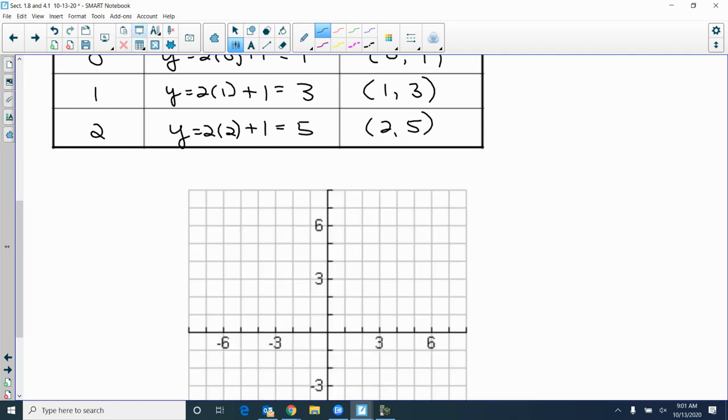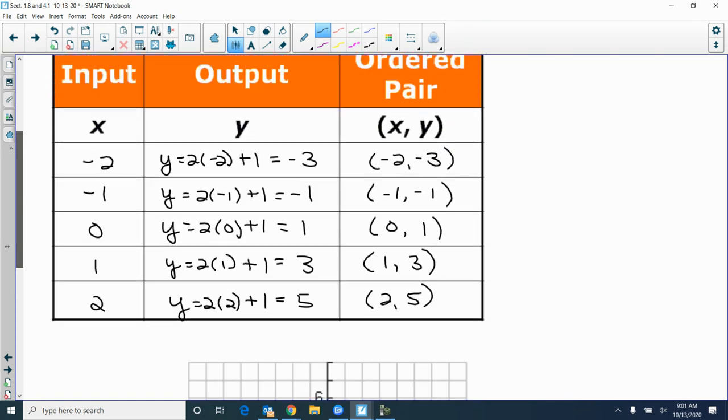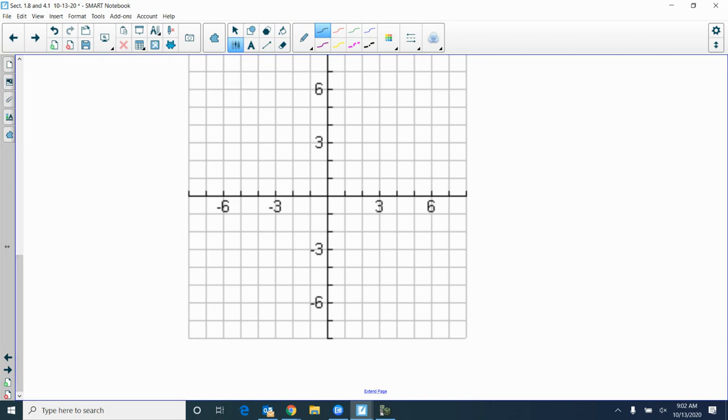Now on your grid, we want to plot those points and see if there's a pattern. Do not connect them, okay? We're going to plot them one at a time. The first one was -2, -3, right? The next one was -1, -1, which is in quadrant 3.